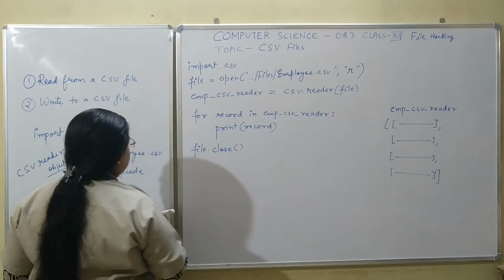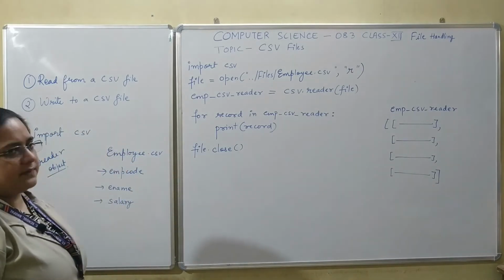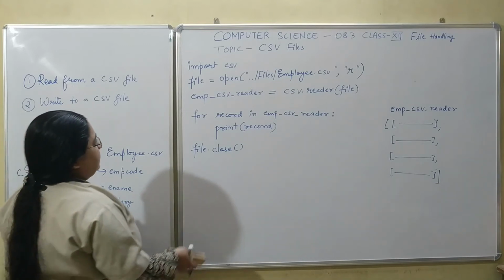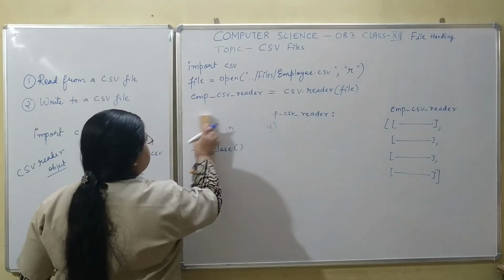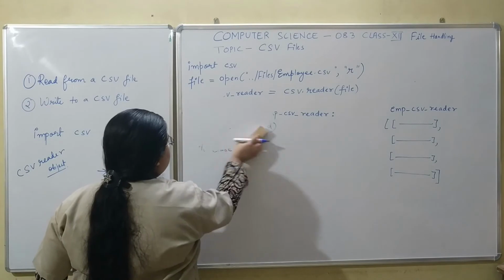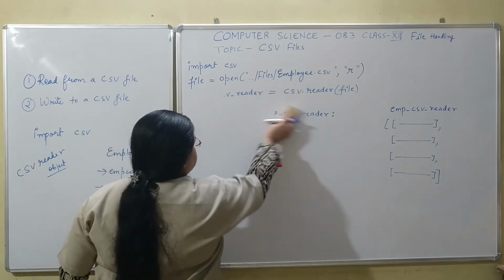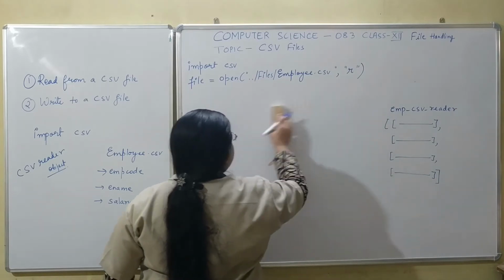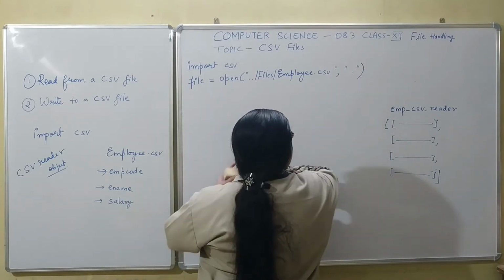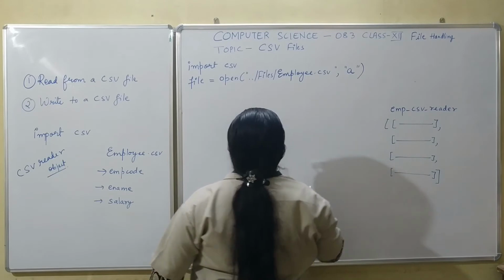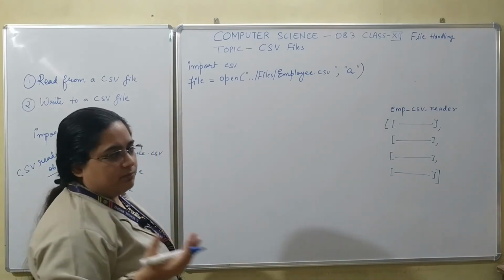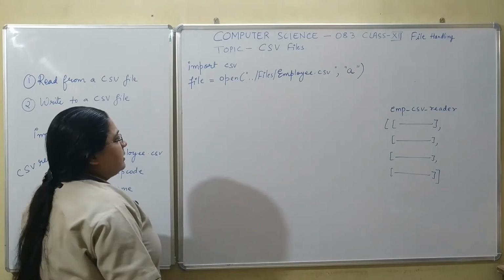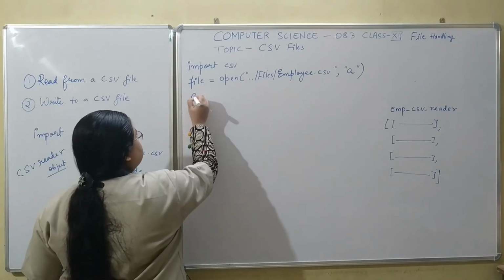Now to write to a CSV file. How do we write into a CSV file? For that also everything would be the same, with a few changes. So here instead of r, I'll be taking a, that is append mode, because I would be adding more to this file. And now over here I'm going to take some variables.